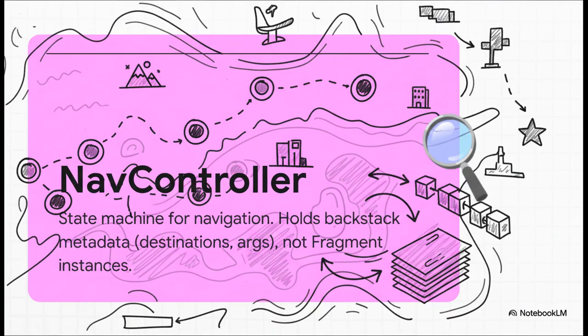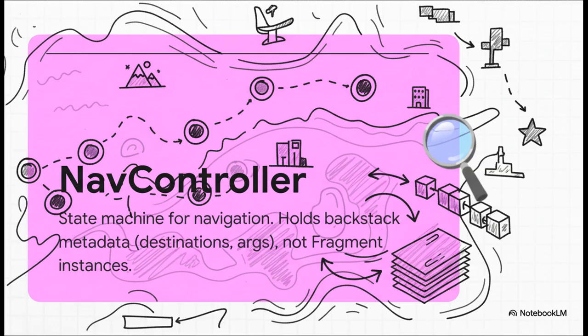So this new architecture really hinges on two key players. First up, we have the nav controller. And the absolute best way to think of it is as the map. It holds your navigation graph, it holds your backstack. It's just pure data about where you can go and where you've been. But here's the crucial part: it holds no references to the actual UI.